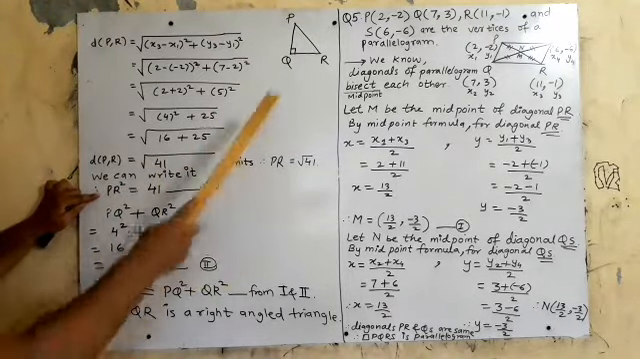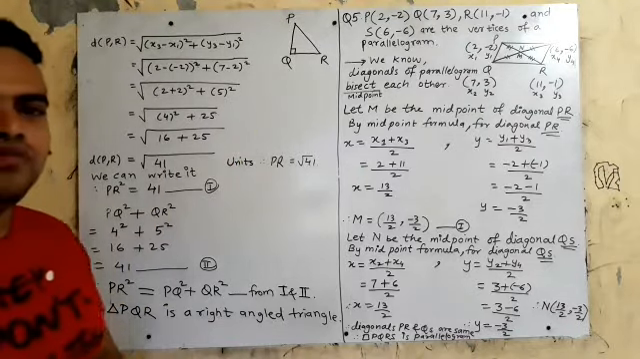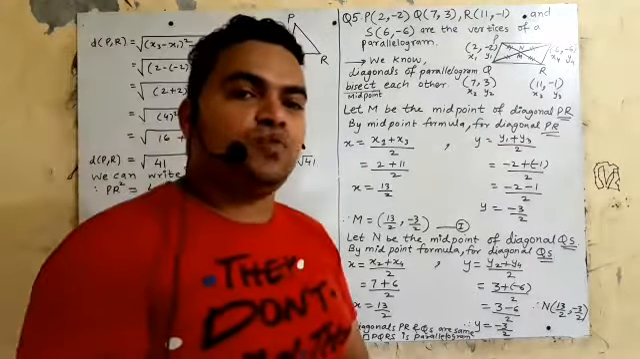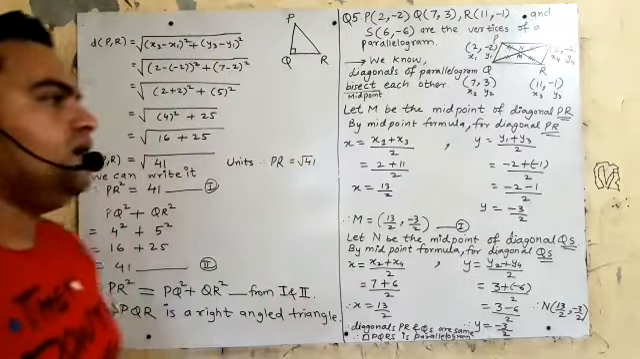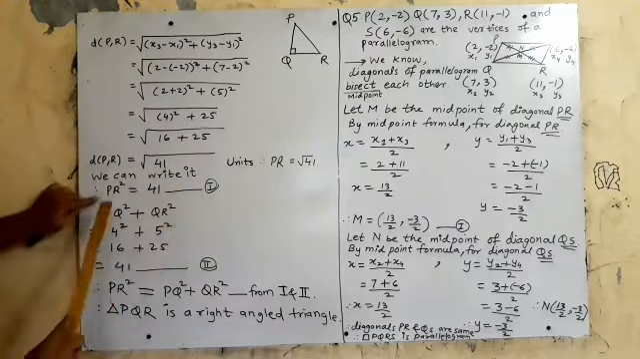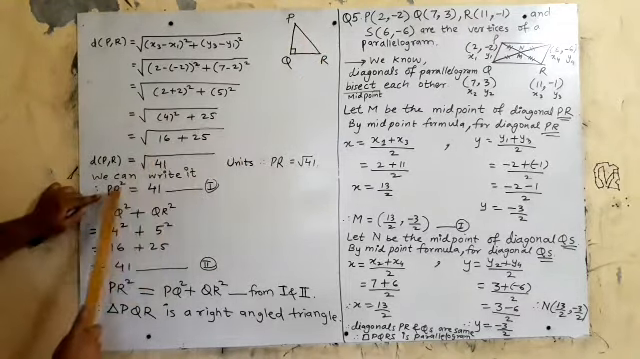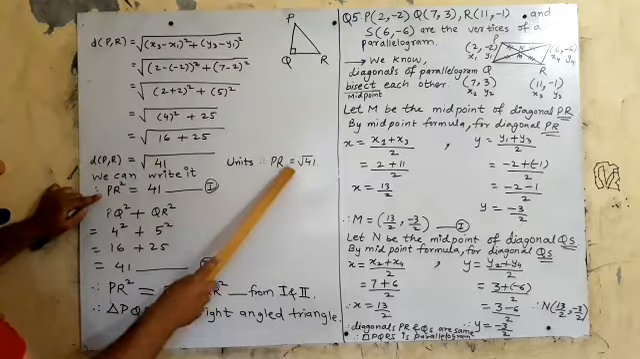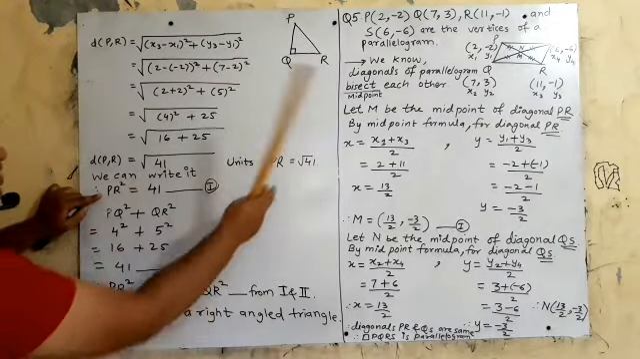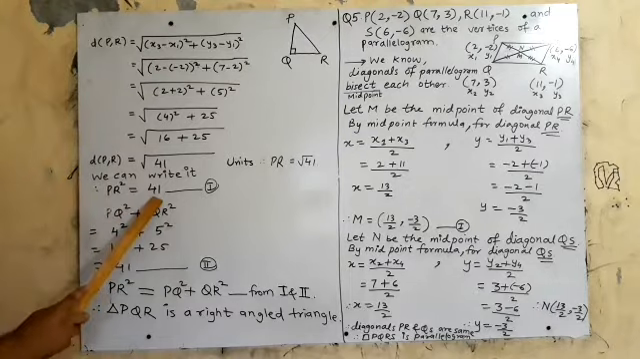So what is a right angle triangle? What is the Pythagoras formula? Side 1 square plus side 2 square. So we have to prove that only. PR is what? PR is its hypotenuse. So hypotenuse square means PR square is equal to 41. And this square comes from where? It comes from here, because it was PR is equal to square root 41. So we will give this square root to him. So PR square is equal to 41.